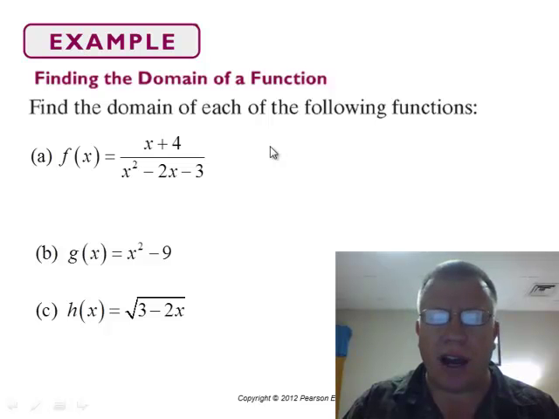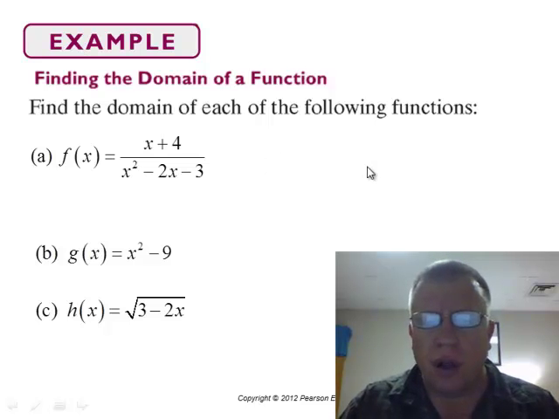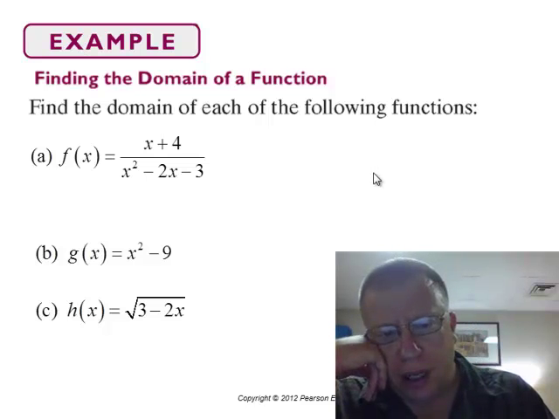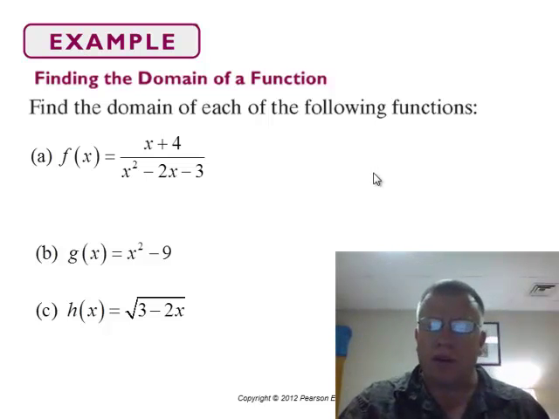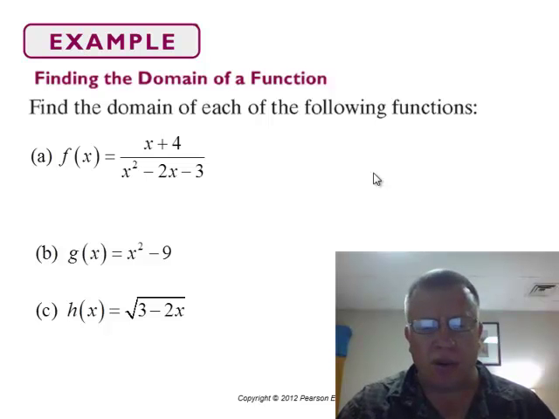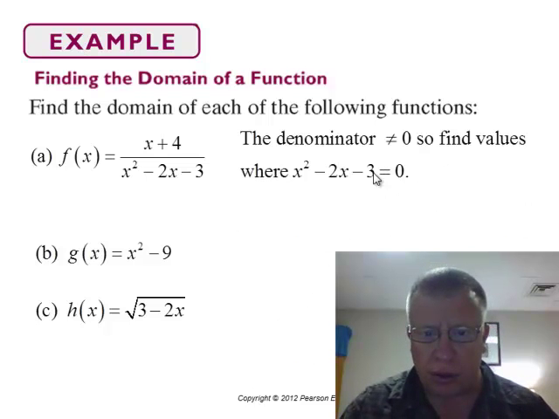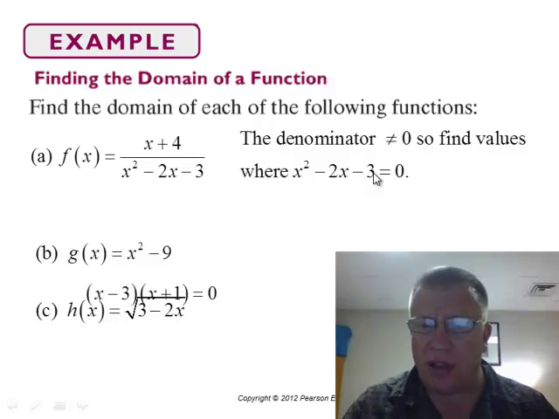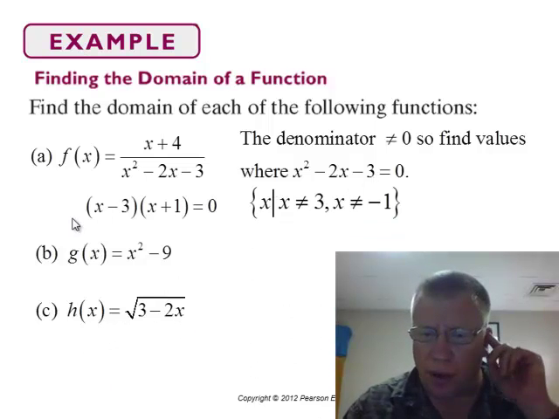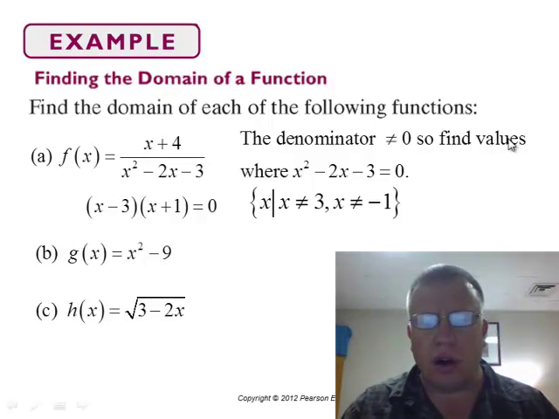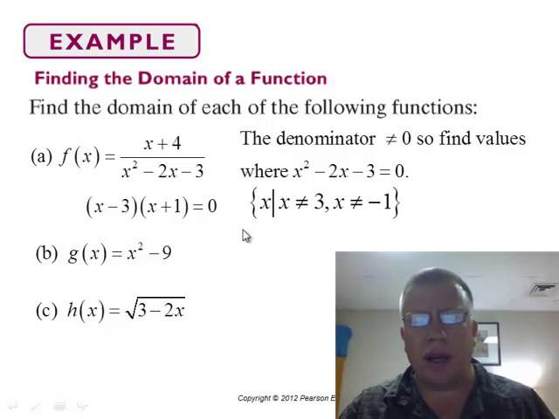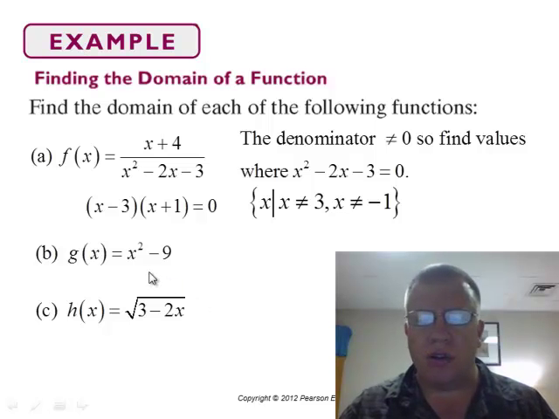We know that for fractions we can never divide by 0. So one way that we can find the domain is to say it's going to be all real numbers except for the values of x which make the denominator equal to 0. So you set the denominator equal to 0, and you solve for x, and those values of x which make that denominator equal to 0, you will exclude. So in this example here, you will exclude 3 and negative 1, because those two values of x make the denominator equal to 0. So we could say all real numbers except 3 and negative 1 using this notation.